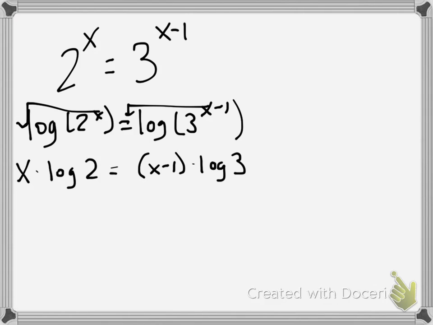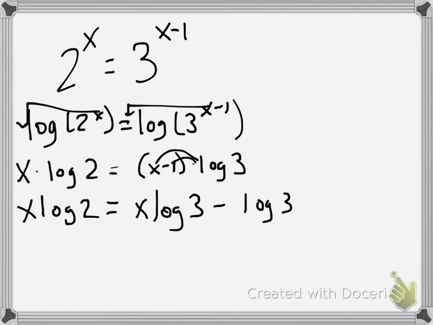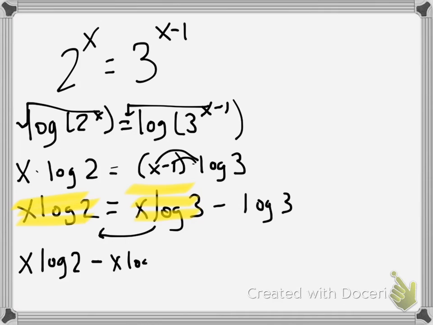We're going to take the x minus 1 in parentheses and distribute it into that log 3. So now the right-hand side is going to be x log 3 minus log 3. Okay? Now I see I have two terms, one on either side, that contain the variable x. Let's collect them. Let's bring the x log 3 over to the left. Now I have x log 2 minus x log 3 equals negative log 3. And with that, we're almost done.